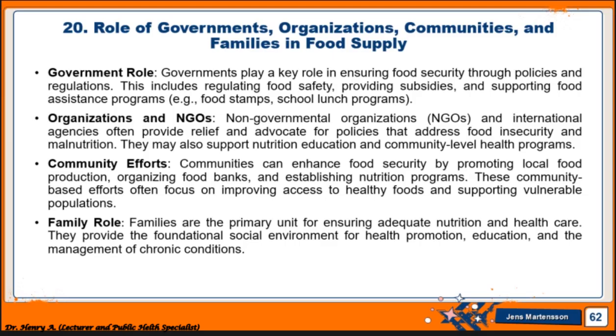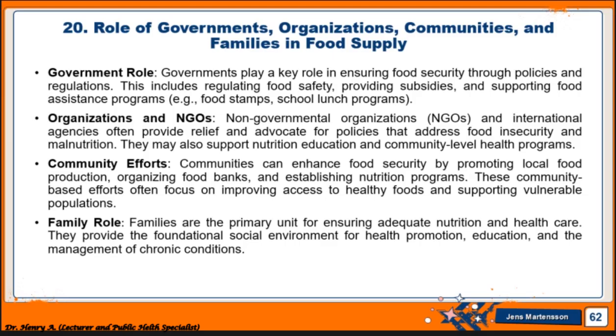How about the family roles? Families are the primary unit for ensuring adequate nutrition. All we've been talking about boils down to the last set, which is the family. And so when families play their role by ensuring adequate nutrition and health care, they provide the foundational social environment for health promotion. And also, they enhance the education that is needed, because parents talk to the children and parents talk to parents at the home level, and the management of chronic conditions is, by the grace of God, managed properly.